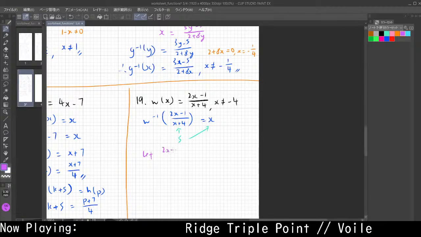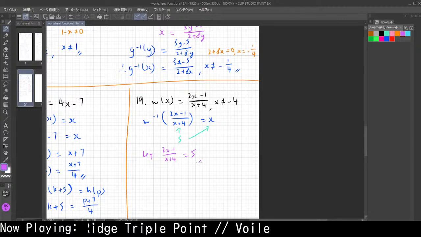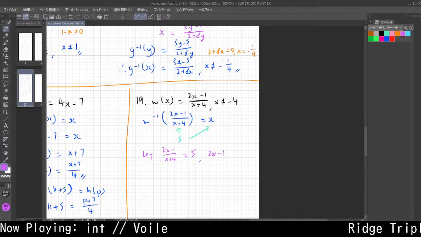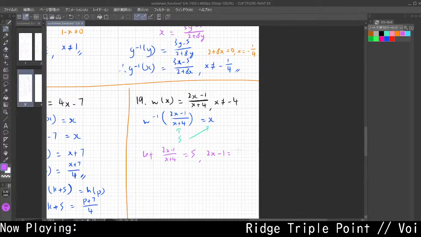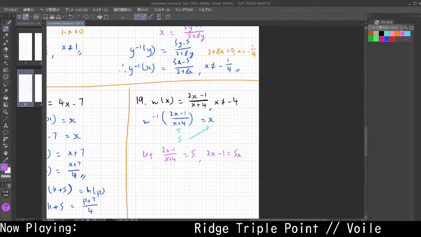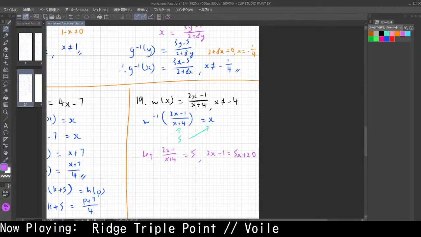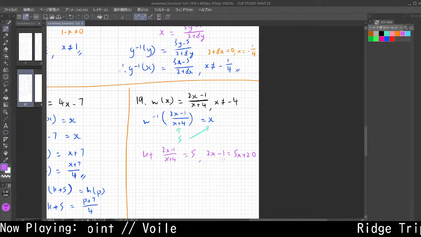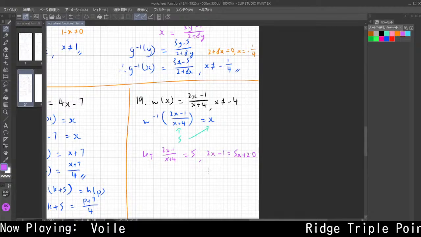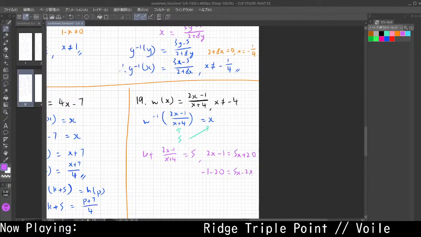Let (2x minus 1) over (x plus 4) be equal to 5, and then you just solve for x. So x plus 4, bring over to do multiplication. I will multiply directly, so 5 times x, 5x, plus 4 times 5, plus 20. X on one side, 5 minus 2. 2x goes to one side, so I get minus 1 minus 20 equals 5x minus 2x.